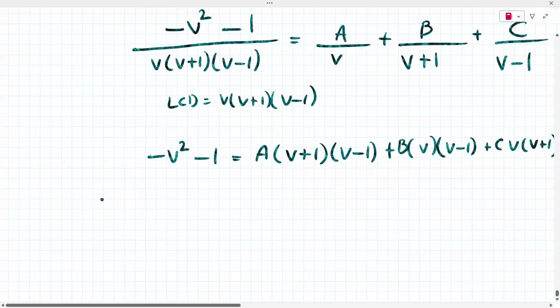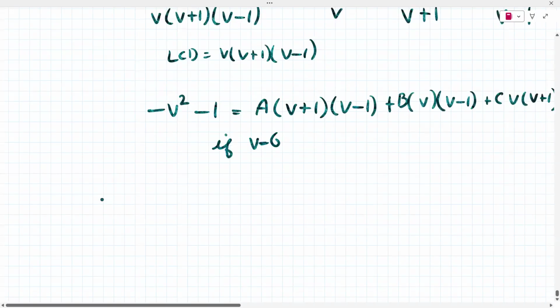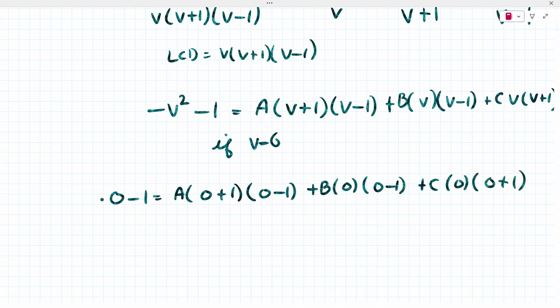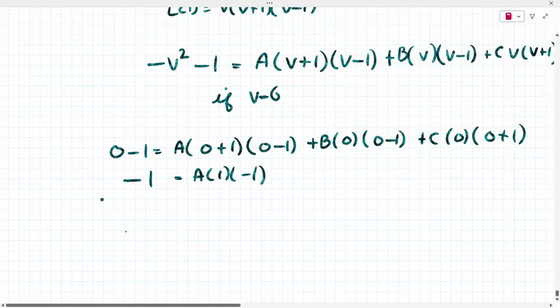What you have to do is substitute a v value. So if v equals 0, it would be 0 minus 1 equals a times (0 plus 1)(0 minus 1) plus b times 0 plus c times 0. And on the right, it's going to be a times 1 times negative 1 equals negative 1. So that means a is equal to 1.